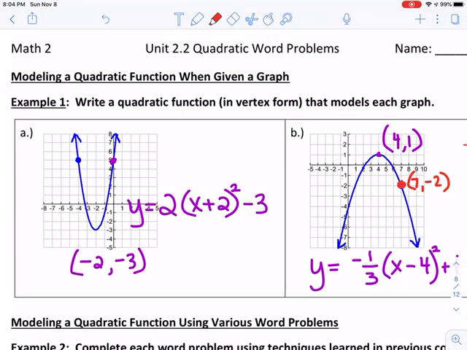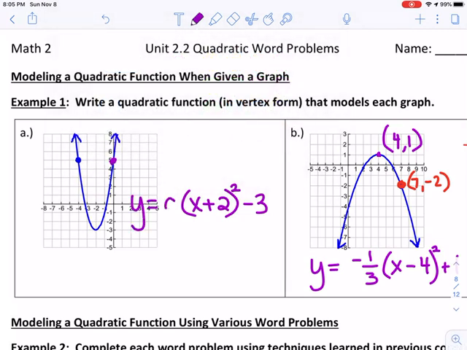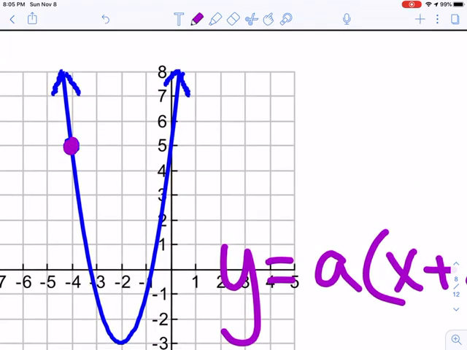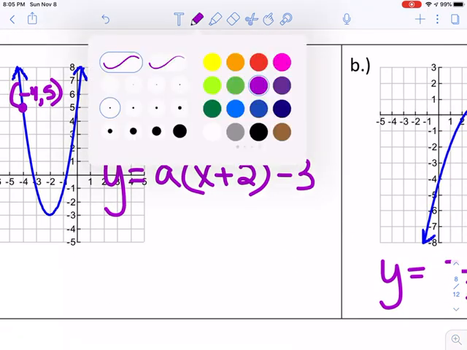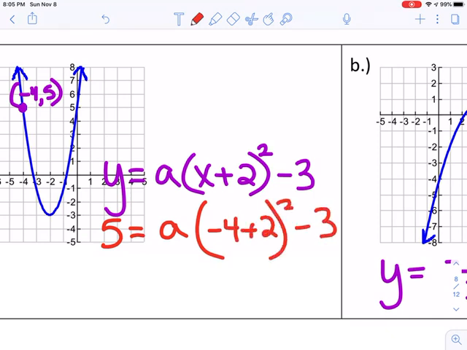So let's say we didn't know that this was going to be 2. We could plug in a here and use this ordered pair over here, (-4, 5), and plug those in for the x and y to see just what happens. So 5 equals some a value we don't know, times (-4 + 2) quantity squared, minus 3. So we get -2, and when you square it, that makes +4. So this is +4 times a, 4a minus 3.